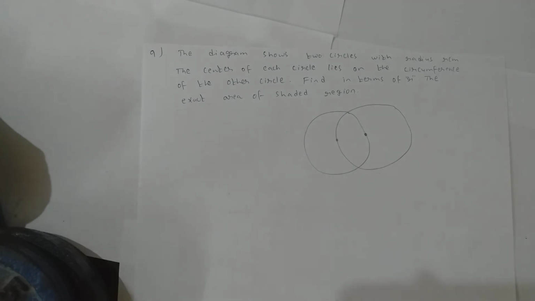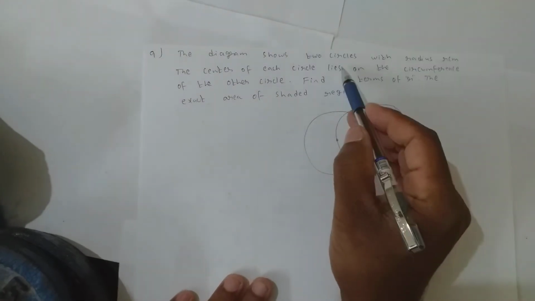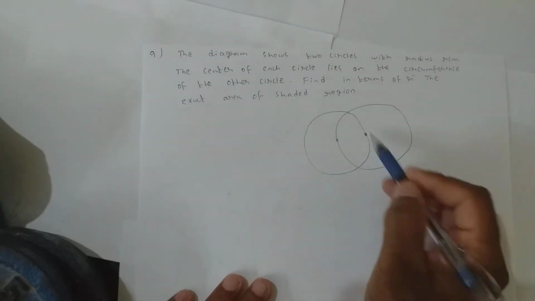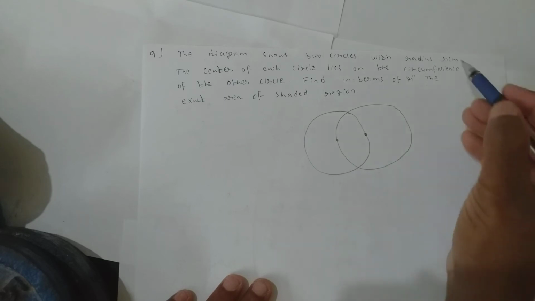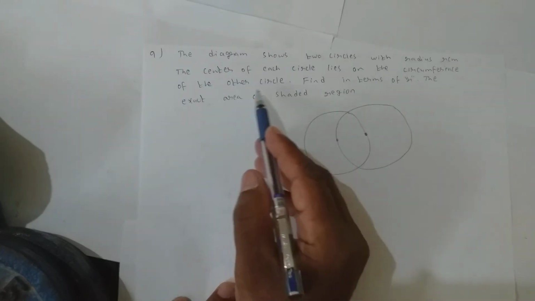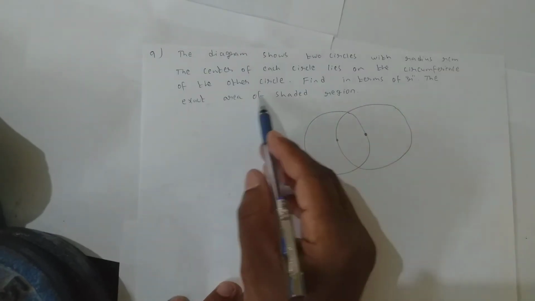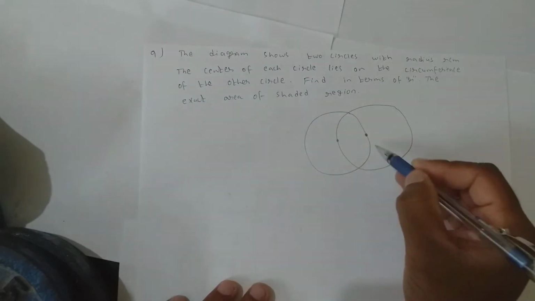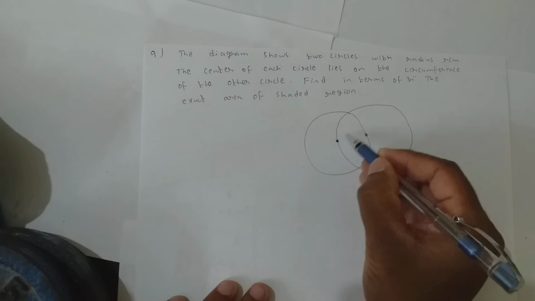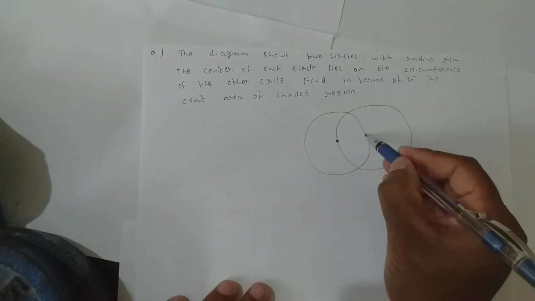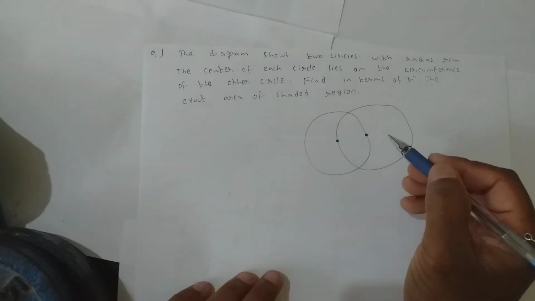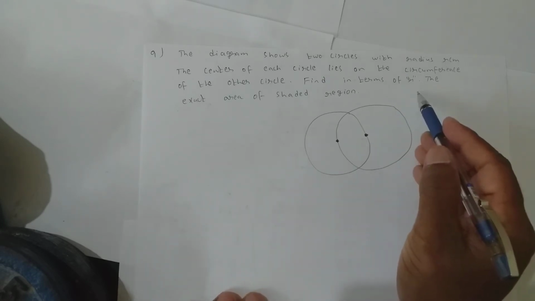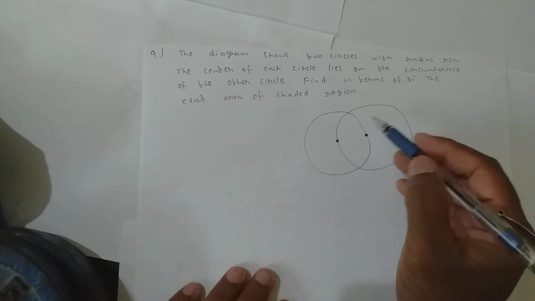Now look at the next sum. The diagram shows two circles with radius r centimeters. Both circles have the same radius r. The center of each circle lies on the circumference of the other circle. That means the center of this circle is here and the center of this circle is this one. Am I clear? Okay. Find in terms of r the exact area of the shaded region.